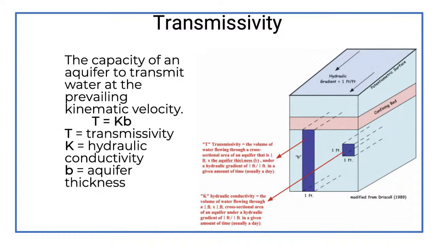This one actually worked out. Transmissivity is the capacity of an aquifer to transmit water at the prevailing kinematic velocity. Once again, our hydraulic conductivity comes into play. Transmissivity is really looking at the aquifer in total. It's the amount of water flowing through the entire aquifer. It's your hydraulic conductivity, once again showing the importance of that number, multiplied by the thickness of the aquifer. That gives us an idea of the cross-sectional flow through the entire aquifer. It's a very important number for determining how much water is going to flow through your well.